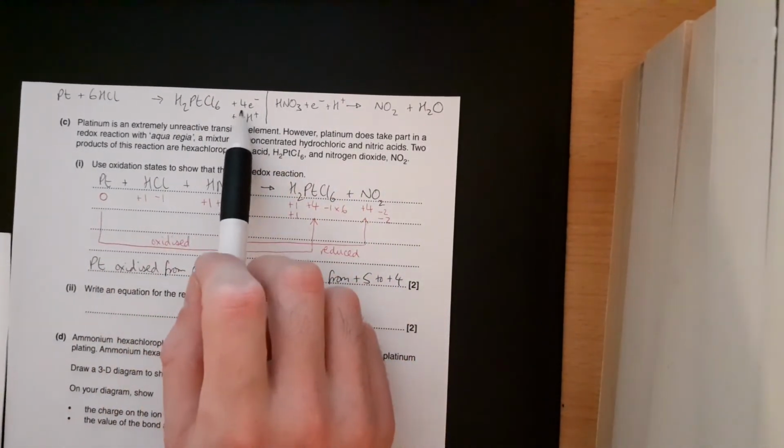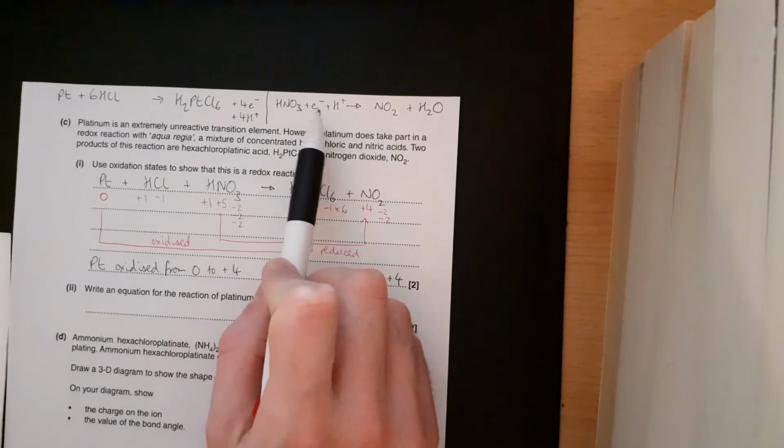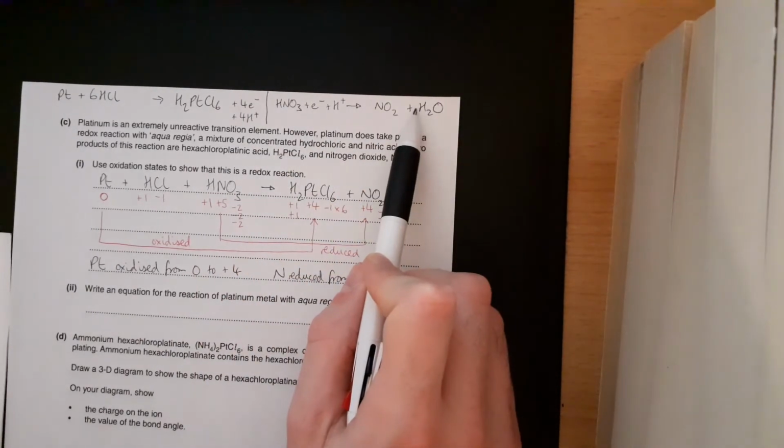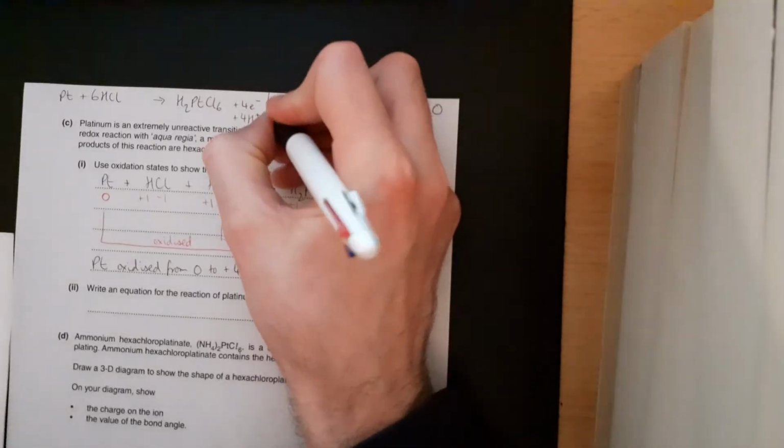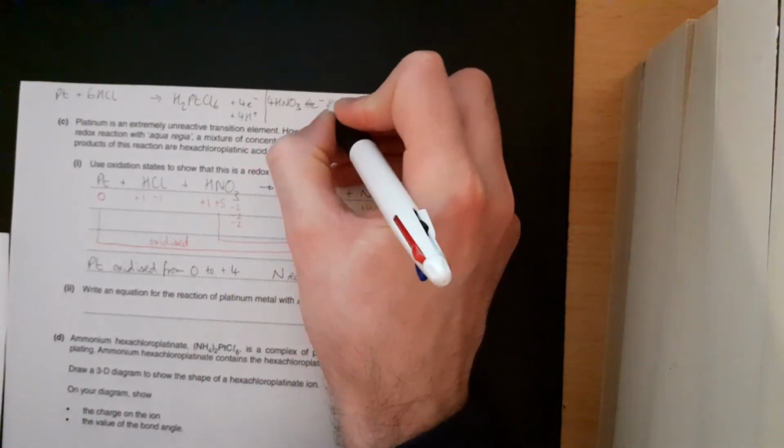Right, now if I then try and combine these two half equations together, I've got 4 electrons here. I've only got 1 here, so this is all going to have to be multiplied by 4. And it's actually just 1 of everything, isn't there? So that's quite nice. I can literally just go and put a 4 everywhere in here.